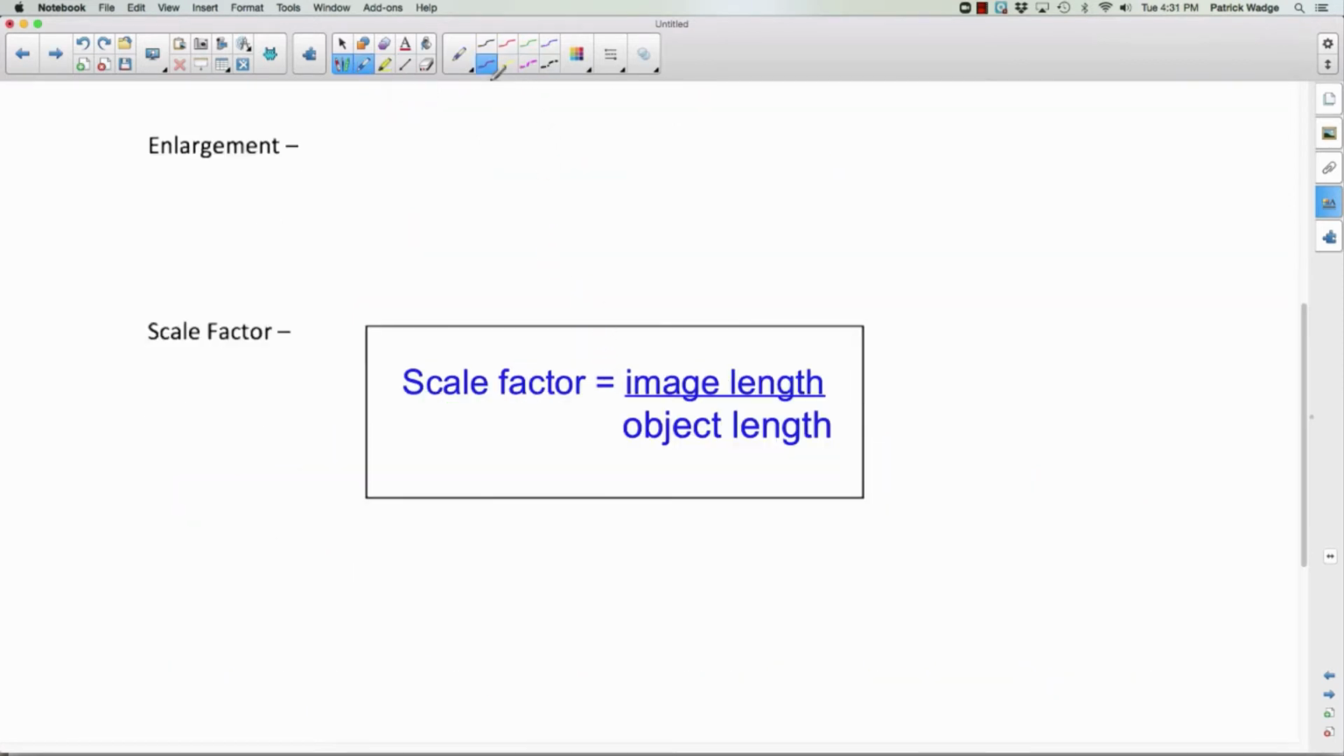Wait, I just thought of something. Your book uses slightly different terminology. So, object length, this is what they refer to as original, right? That's what you started with. And the image length, that is the new. That's the new length or whatever. So you could also think of the scale factor as being new divided by original. Maybe that's even better. So scale factor equals new divided by original. That works as well.